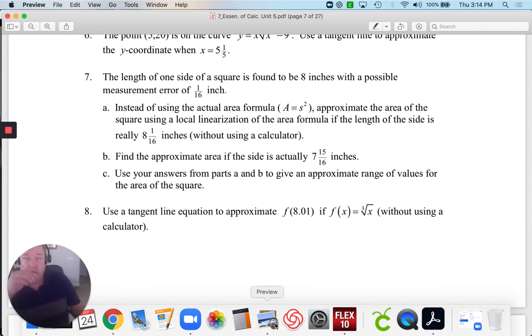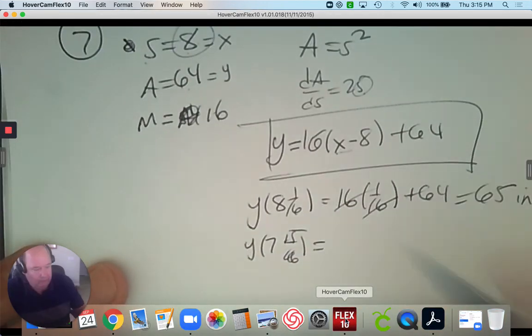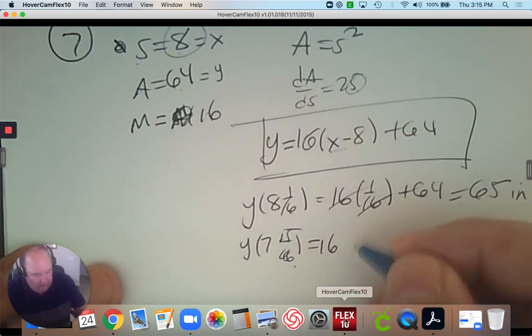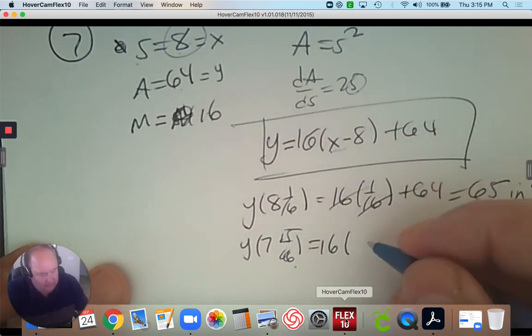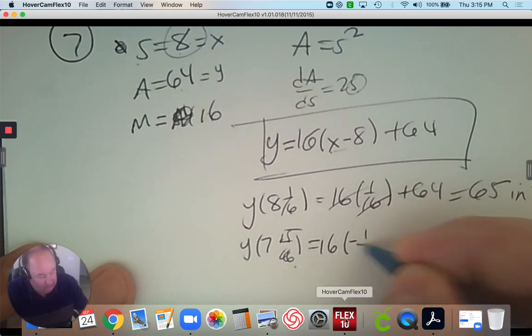Now, if there's an error of 1/16, it could be more than 1/16 or less than 1/16. So part B is, what happens if it's less than that? So take the same thing. This time it's 7 and 15 over 16 that we're doing for part B. So now the error is the other way. If I substitute in here and subtract, I end up with negative 1/16.